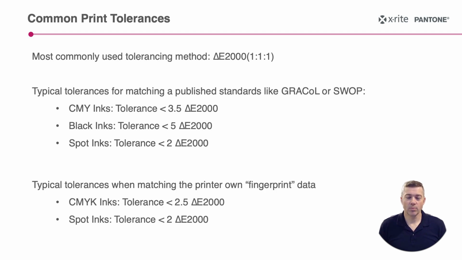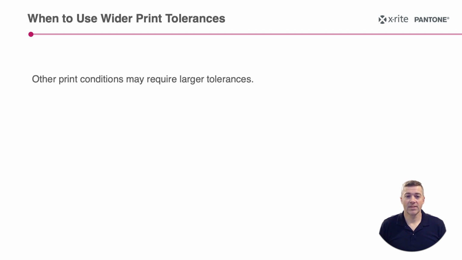However, if the CMYK target values are based on their own press fingerprint data, the tolerances will be tighter for the process inks. In some cases, print conditions may necessitate larger tolerances. Factors such as the type of printing, substrate, printing press, and other variables can introduce additional variability into the production process. In these situations, a statistical assessment may be required to determine the expected variation of a well-controlled press under the desired print conditions.